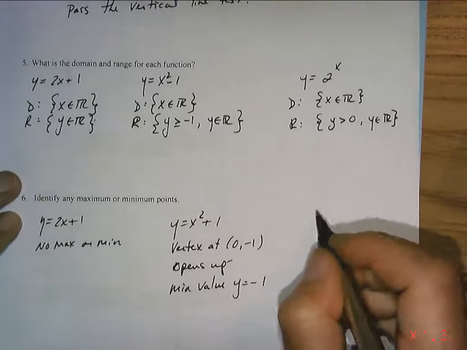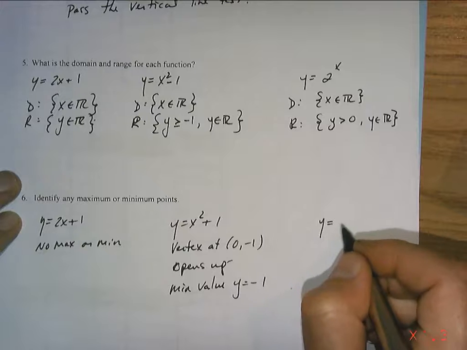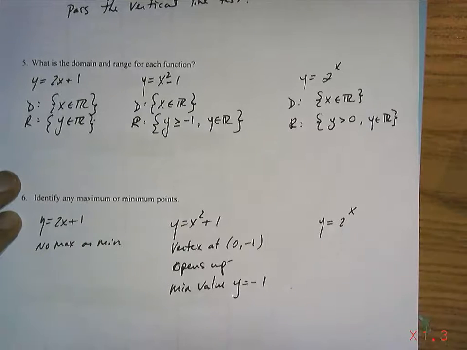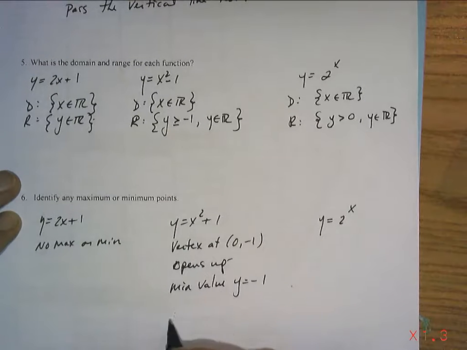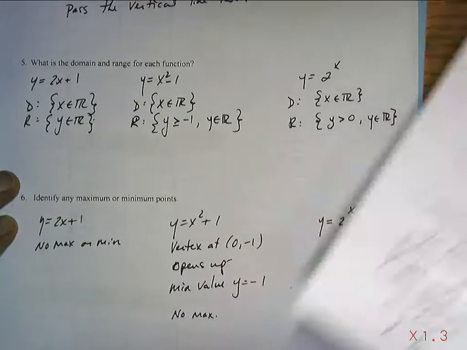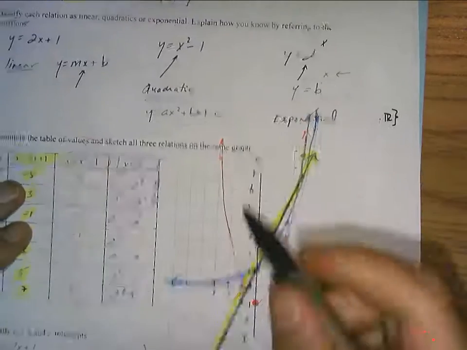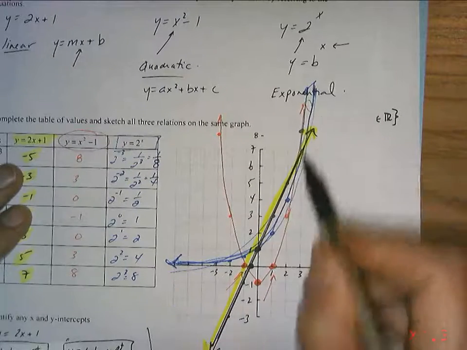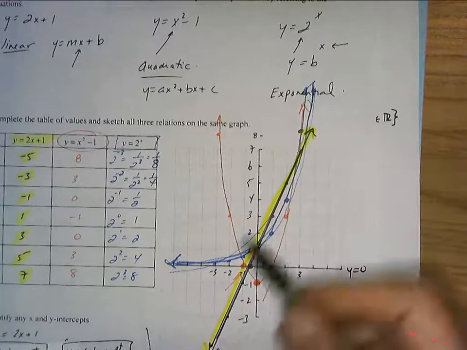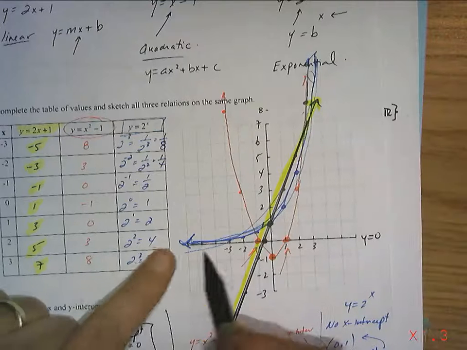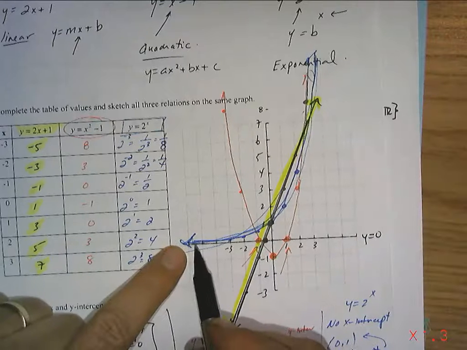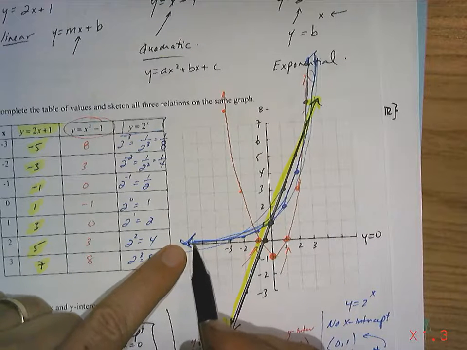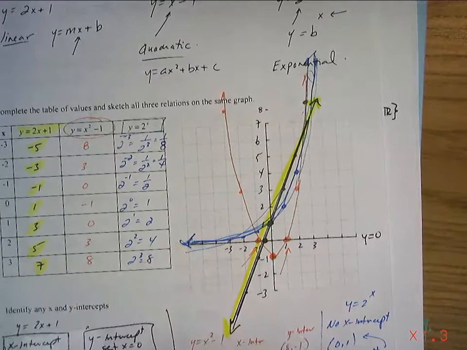And what about the exponential? Oh, by the way, the parabola has no maximum, because it opens up, it keeps going and going. And here is the exponential, the blue one. Well, you'll see there's no maximum, that's easy. And there's no minimum. It keeps getting closer and closer to 0, but never touches 0. Now that's kind of hard to understand, but there is no minimum.